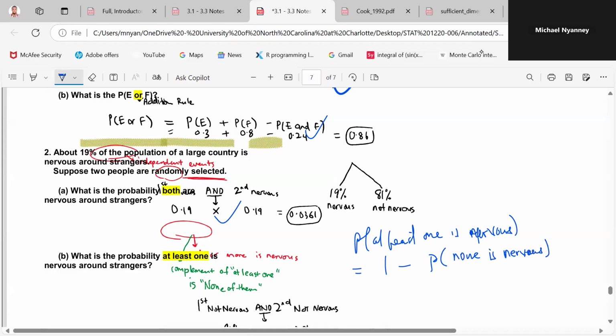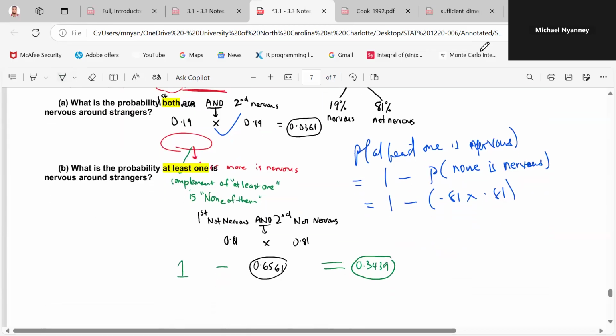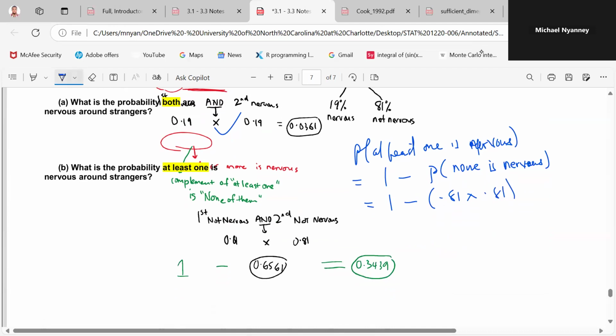So you can find the probability of this. It is 1 minus 0.81 times another 0.81, since that is the probability that they are not nervous. The answer we get, you put it here. That was the idea behind getting our final answer. Or we can use the additive rule.